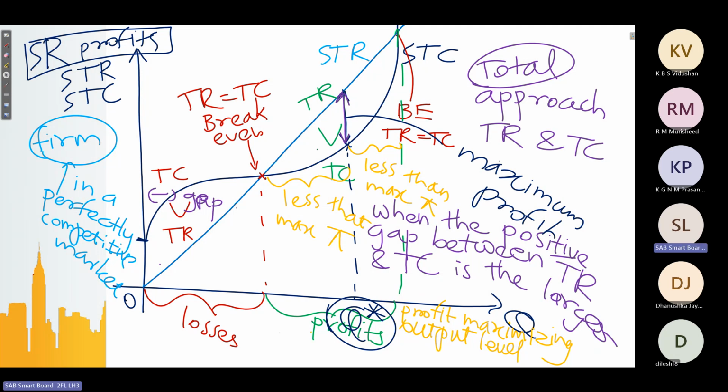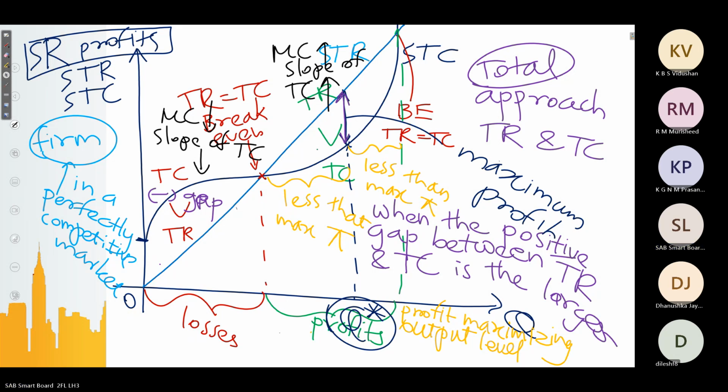What do you observe here? Slope of total cost is declining. So over this range, slope of total cost is declining. Over this range, slope of total cost is increasing. What is slope of total cost? Marginal cost. So over this range, marginal cost is declining. Over this range, marginal cost is increasing.